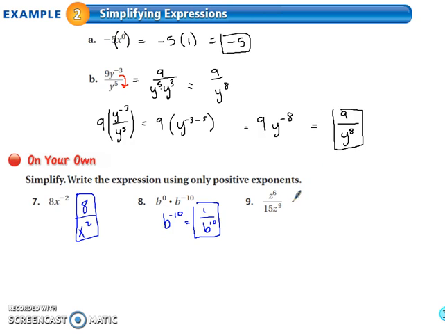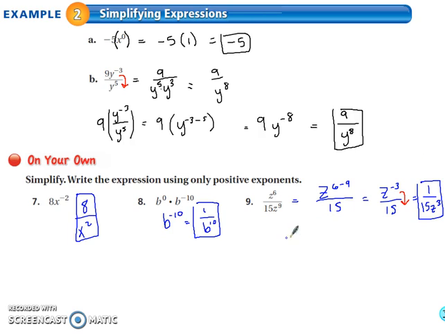In number 9, I'm going to subtract my exponents. I've got z to the 6 minus 9, but that 15 stays in the denominator. When I subtract, I get z to the negative 3 over 15. But that z has a negative exponent, so it belongs on the other side of the fraction bar, leaving me with a 1 in the numerator and 15z to the positive 3rd in the denominator.